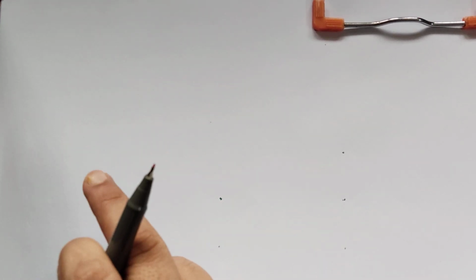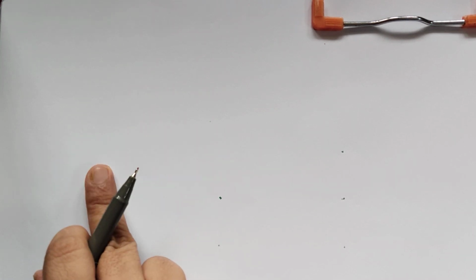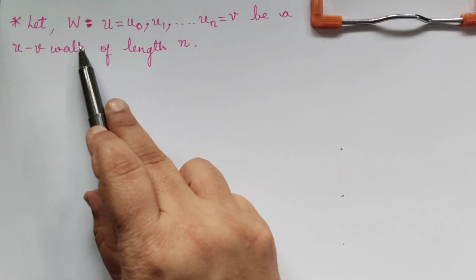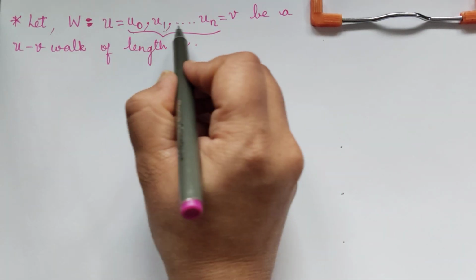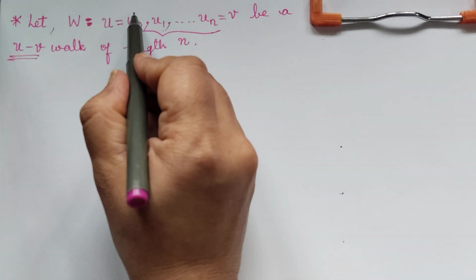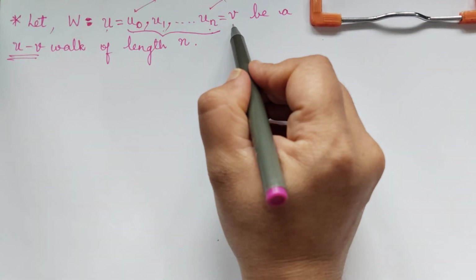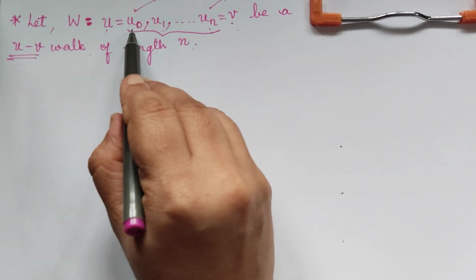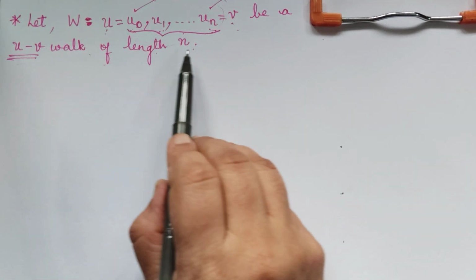Now in order to prove that, we are going to consider a uv walk of length n and represent it as capital W. So here we have considered a walk W of length n. This is the walk u0, u1, etc. up to un. Since we are calling it a uv walk, we take the initial vertex u0 as u and the terminal vertex un as v, so this is the uv walk of length n.